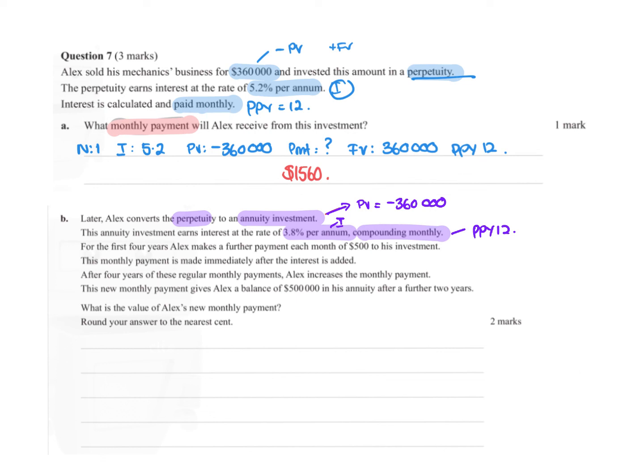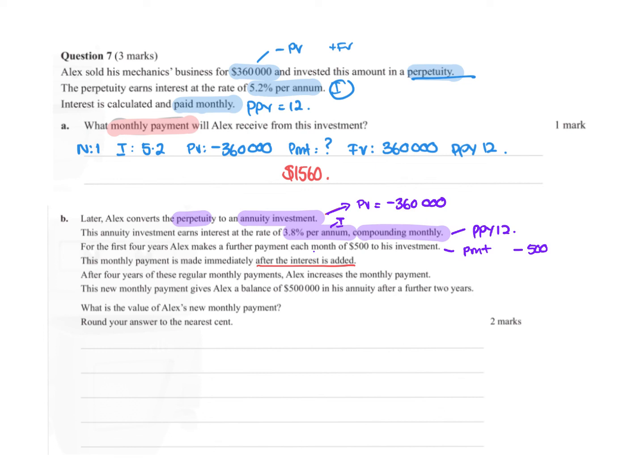For the first 4 years, Alex makes a further payment each month. So he's making extra payments to his investment. So this is going to be the payment, but it's going to be a negative payment of 500 because he's actually adding it into the bank. So it's going to the bank, it's negative. This monthly payment is made immediately after interest. They have to write this to say that they're matching up. So the payments and the interest are the same PPY.